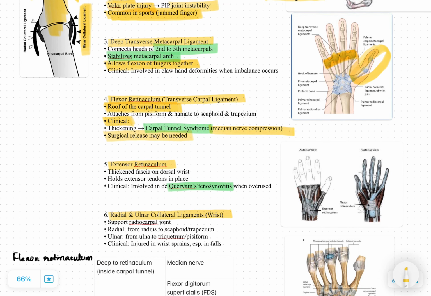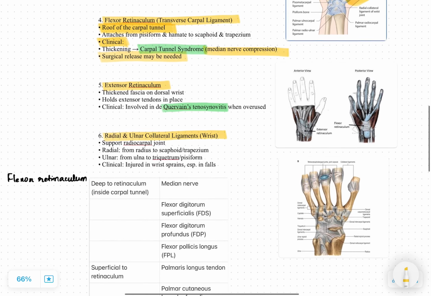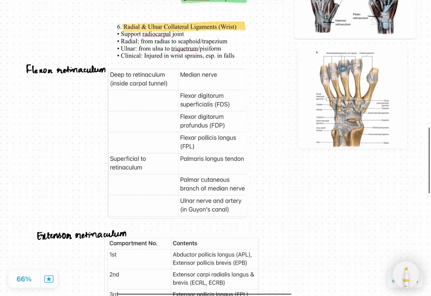Next is the extensor retinaculum. It is thickened fascia on the dorsal wrist and holds the extensor tendons in place. De Quervain's tenosynovitis can occur, and this is due to overuse. We will see the flexor and the extensor retinaculum in detail.